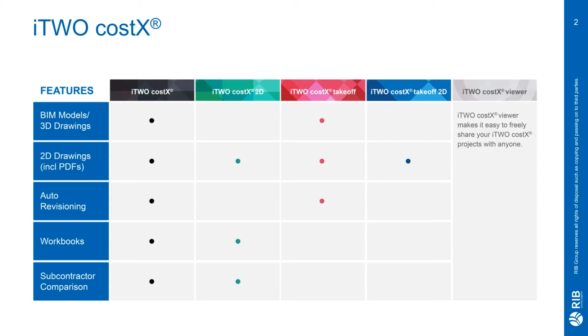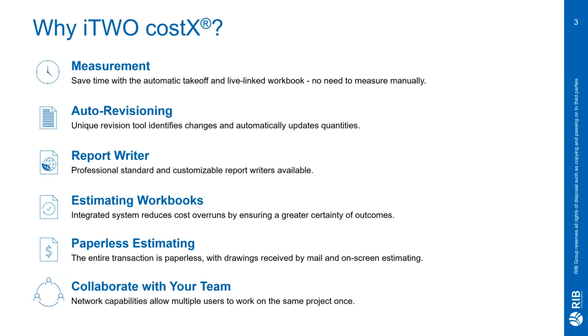iTWO costX is available in a variety of feature levels, depending on the size of your business or your estimating requirements. iTWO costX offers quick and easy on-screen takeoff and measurement that can be live linked to our comprehensive workbooks to help you save time and eliminate errors. The platform also offers professional report writer, an auto-revisioning tool to help with new drawing revisions, and much more.